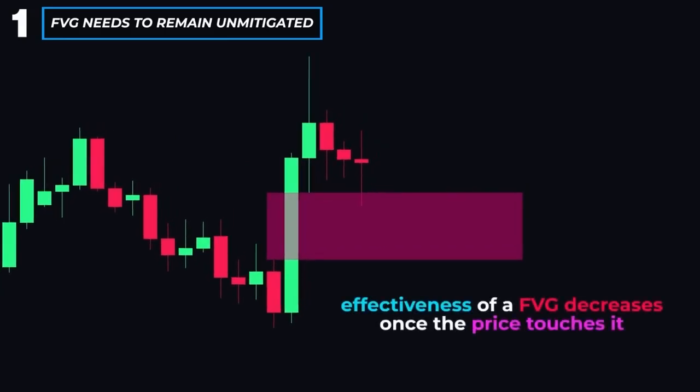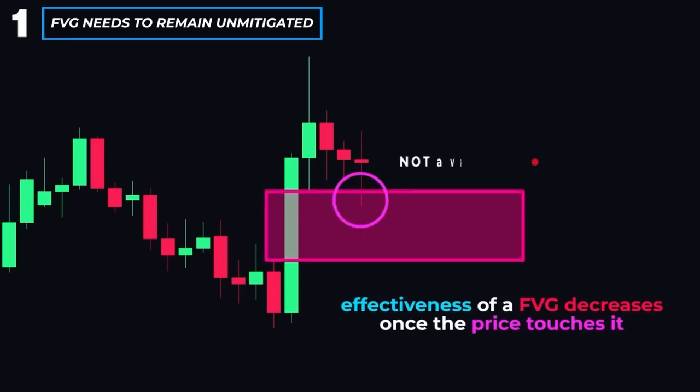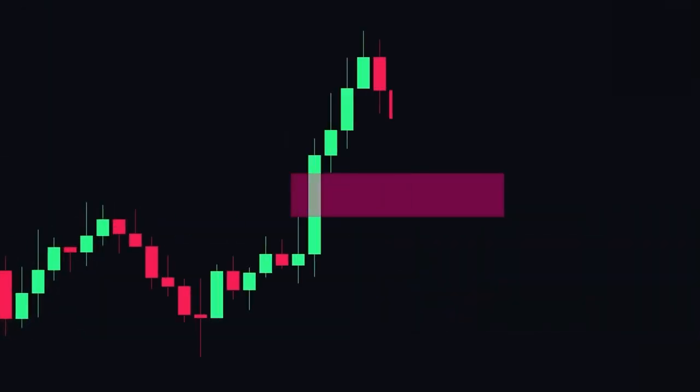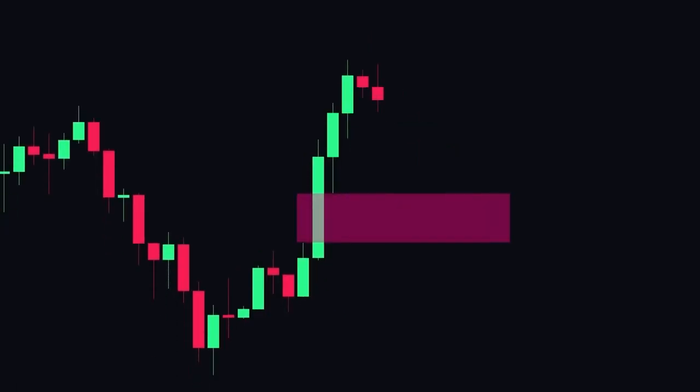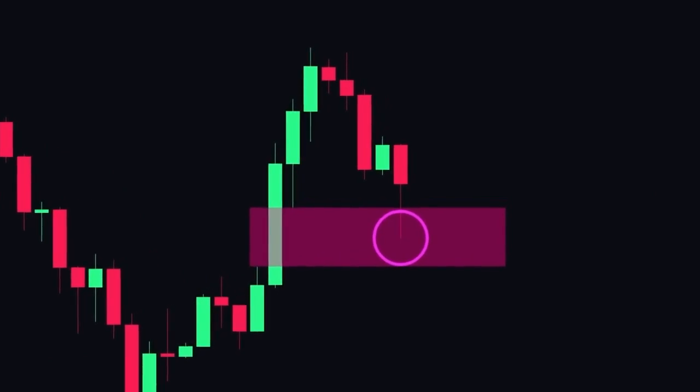for the first time. For example, if you see a fair value gap that forms, but you also notice that the price has already retested it, then it's no longer an effective fair value gap. Another important thing to note is that the price shouldn't retrace too deeply to the point where it closes below the gap. If it does, then the fair value gap is also invalidated. So the best fair value gap entry is when the price hasn't retested it before. And when it does retest for the first time, make sure it doesn't break below the gap.